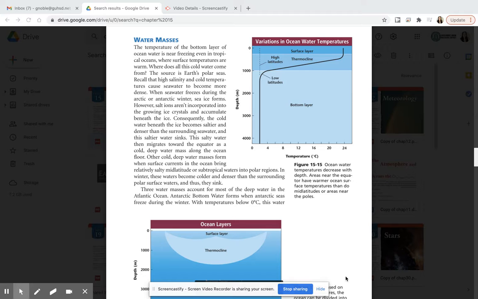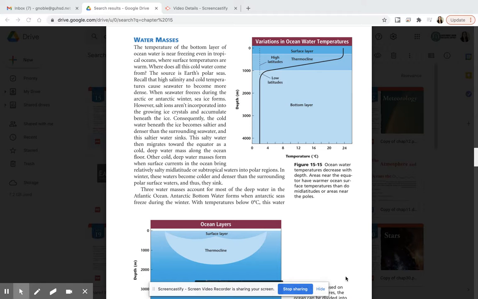Other cold, deep water masses form when surface currents in the ocean bring relatively salty, mid-latitude or subtropical waters into polar regions. In winter, these waters become colder and denser than the surrounding polar surface waters, and thus they sink. 3 water masses account for most of the deep water in the Atlantic Ocean.